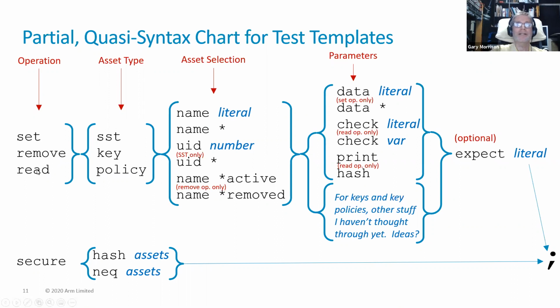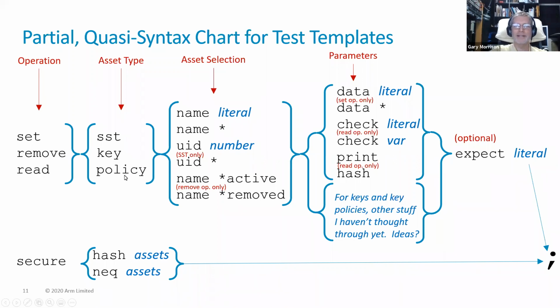Set, remove, currently this is not the complete language, but it's the most important pieces of it. Set, remove, or read. So set is to either create or redesignate data for some asset. Read means to look at that asset, see what's in there, and perhaps you can do things with what you see in there. And then remove is to remove that asset. What are the natures of the assets? Well, you do it by PSA asset type. So secure storage, key, or a policy.